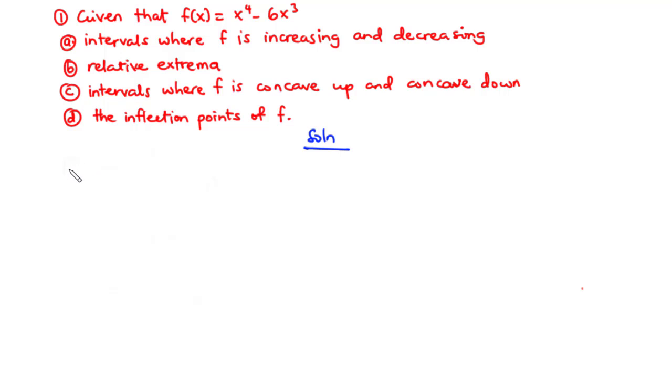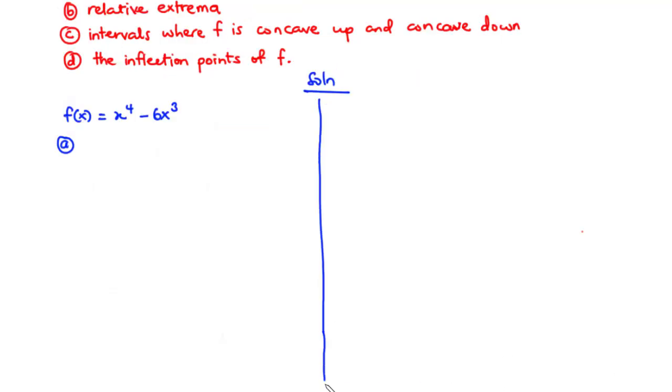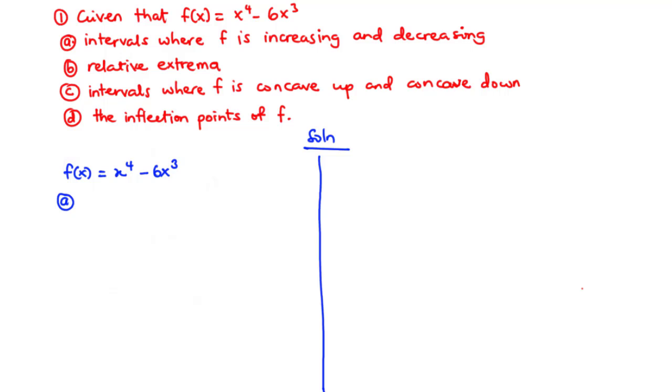So we are given the function f of x equal to x to the power 4 minus 6x to the power 3, and for a, we want to find the interval where the function is increasing and decreasing. So how do we solve this? The first thing we are going to do is to find the first derivative of this function.